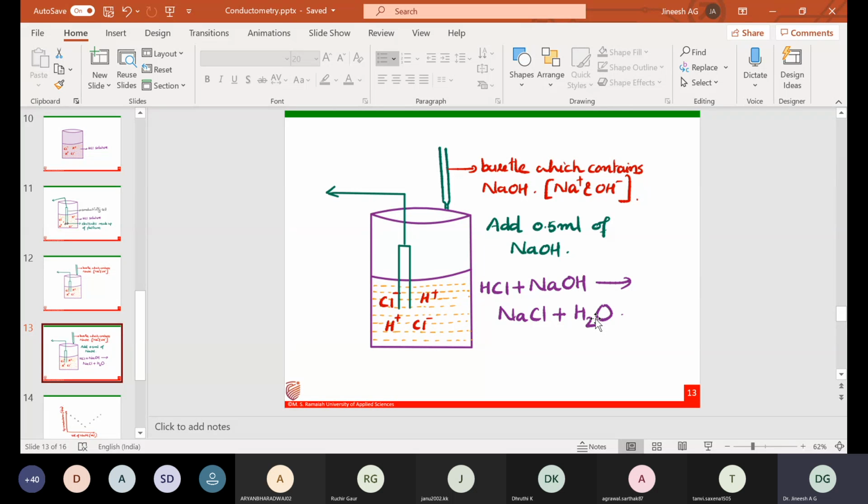Any doubt about it? No, sir. Now, at a particular point, the entire HCl will be converted into sodium chloride and water. No HCl will be present at a particular time. The entire H plus will be consumed at a particular addition. Am I right?